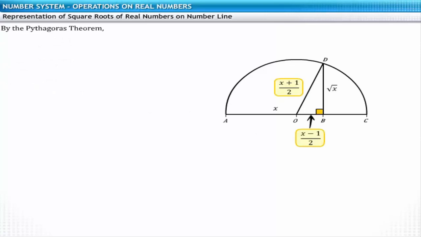Applying the Pythagoras theorem on triangle OBD, we have OD square is equal to BD square plus OB square. This can also be written as BD square is equal to OD square minus OB square. Let's substitute the values of OD and OB in this equation. Let's simplify this.